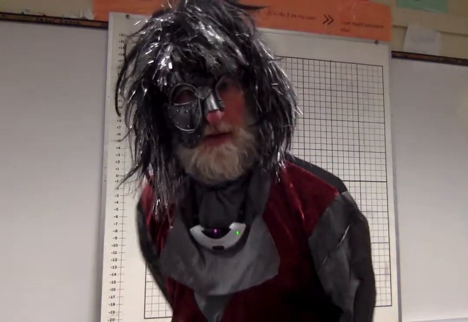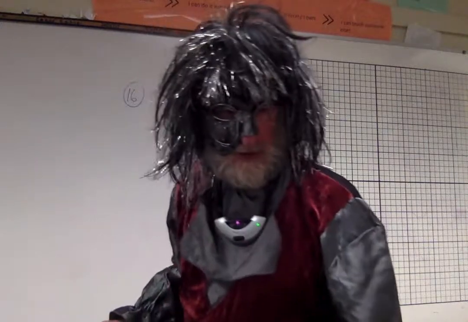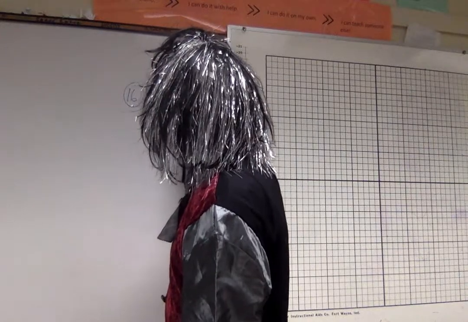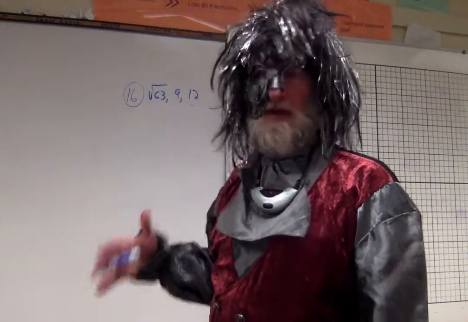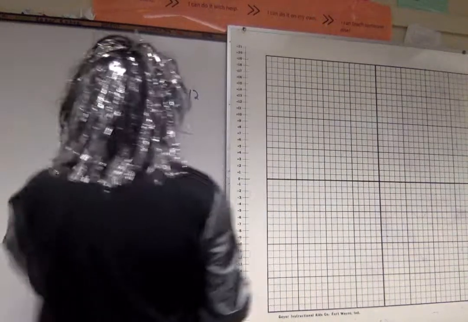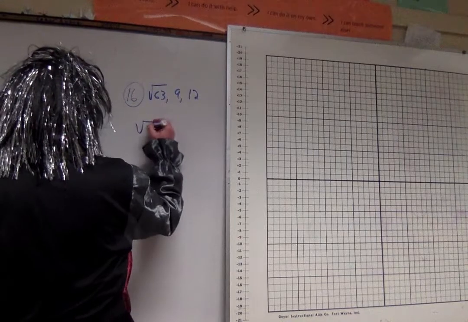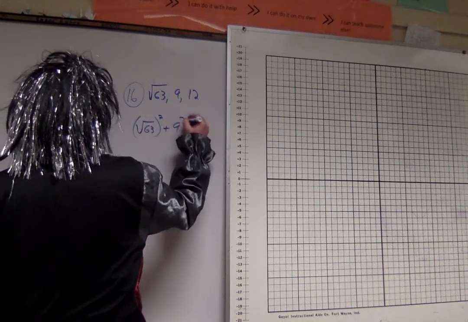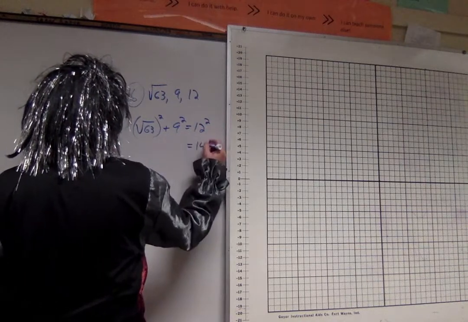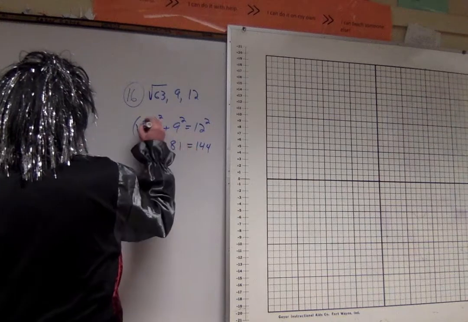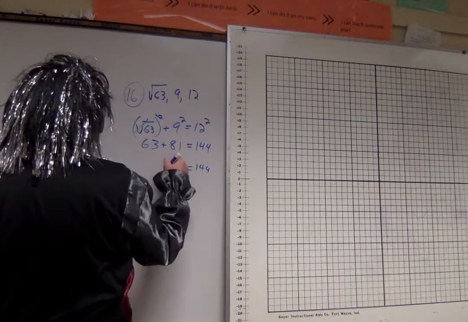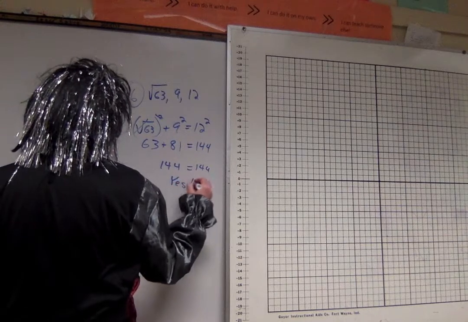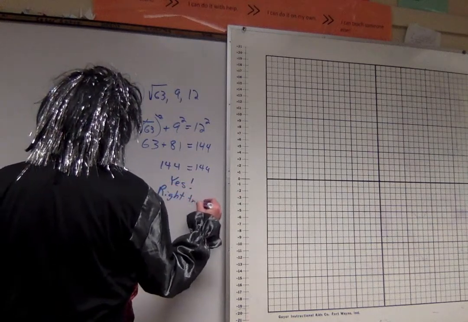Let's take a look at number 16 together, everybody. Number 16 could look a little something like this. It says we got a square root of 63, a 9, and a 12. Well, I know the square root of 63 has to be very close to 8. So I know, therefore, that must be a leg. So the square root of 63 squared plus 9 squared, does that equal 12 squared? Well, 12 squared is 144, 9 squared is 81, and the square root squared cancels each other out to make it a 63. That means 63 plus 81 is 144. Yes, it is a right triangle.